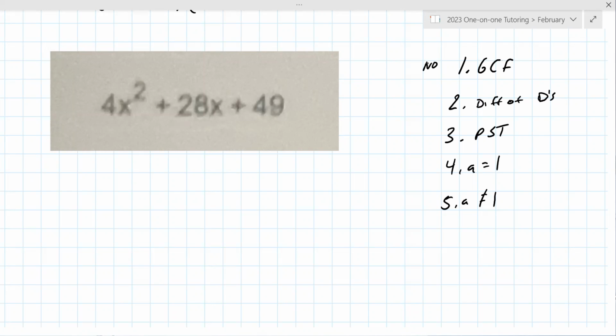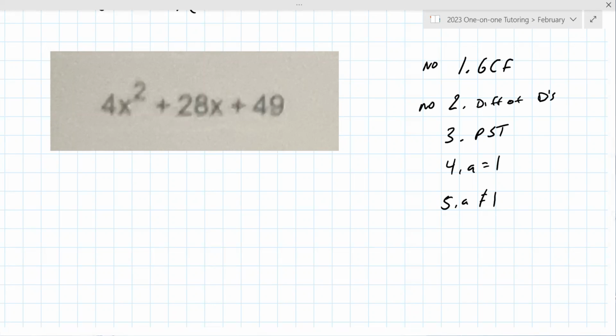Now, could this be a difference of squares? I don't think so. You're looking for two terms for a difference of squares. This one's definitely not that. There's also no difference. That would be another reason.